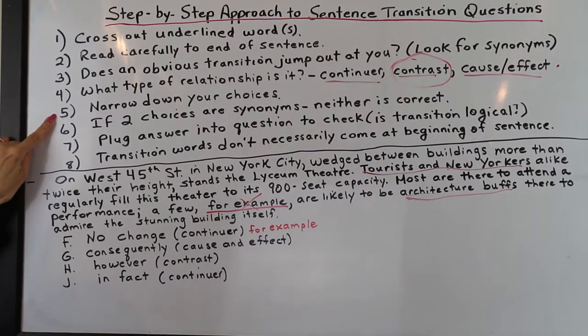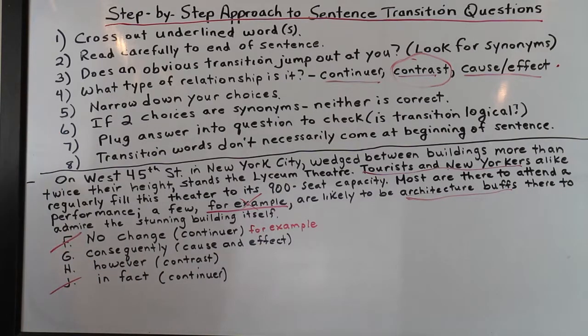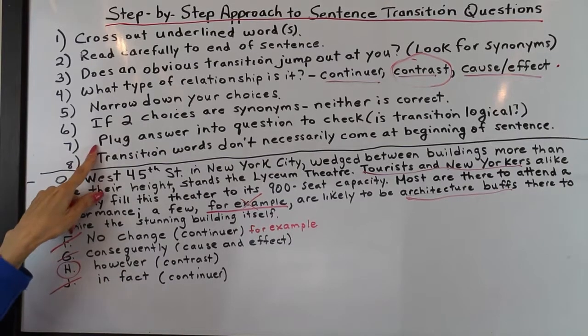Now we're going to narrow down our choices, and if two are synonyms, neither's correct. So no change, for example, is a continuer, and so is in fact. That was on the chart, and that's why it's helpful to know that. So we're going to get rid of F and J. Consequently is cause and effect. That doesn't work there. We don't need cause and effect. So it seems like H, however, is going to be correct, and we want to plug it in and check it out.